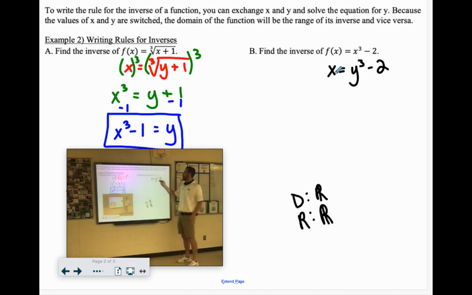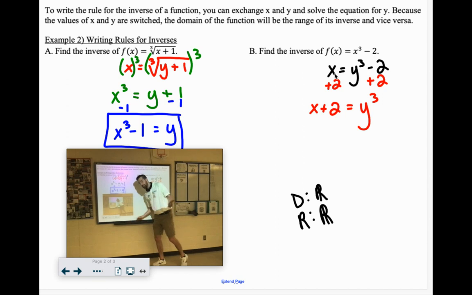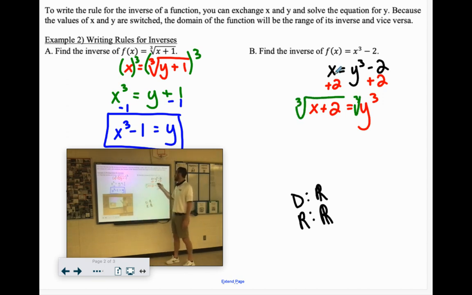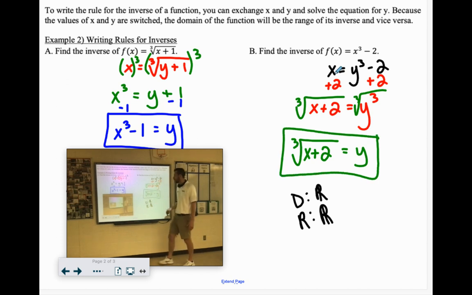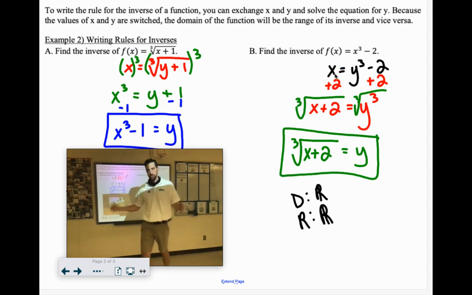Okay, we're going to get rid of minus 2 by adding 2. So we'll have x plus 2 equals y to the third power. We don't want y to the third, so we cube root both sides. And that'll be our final answer then. Cube root of x plus 2 equals y, or f of x if you want to say it, or f inverse of x.